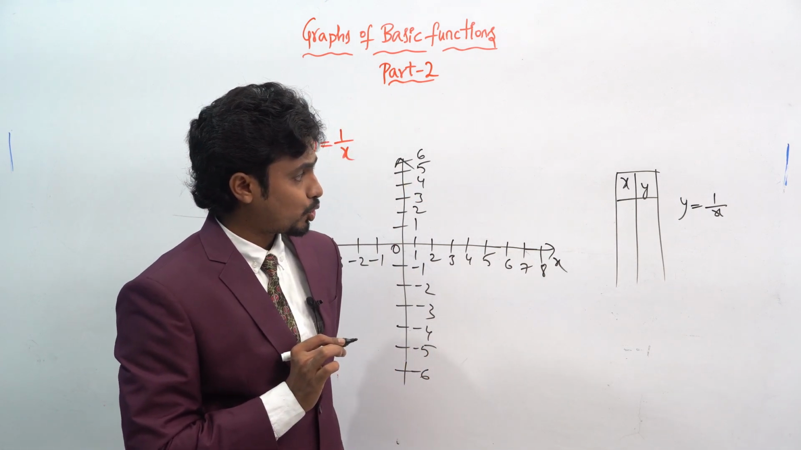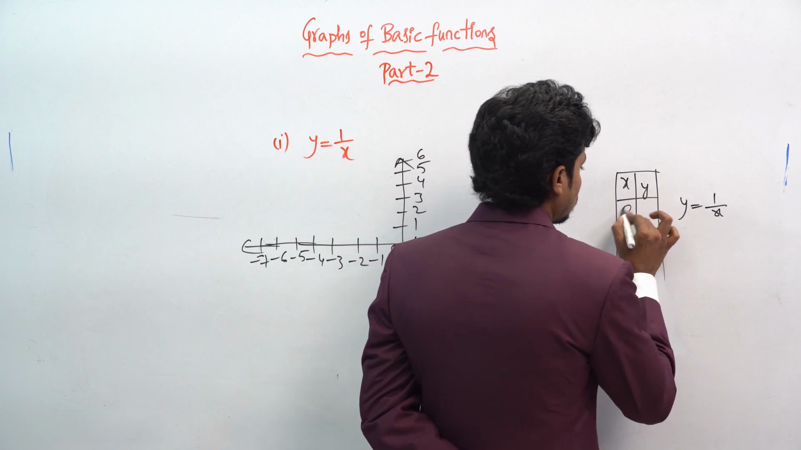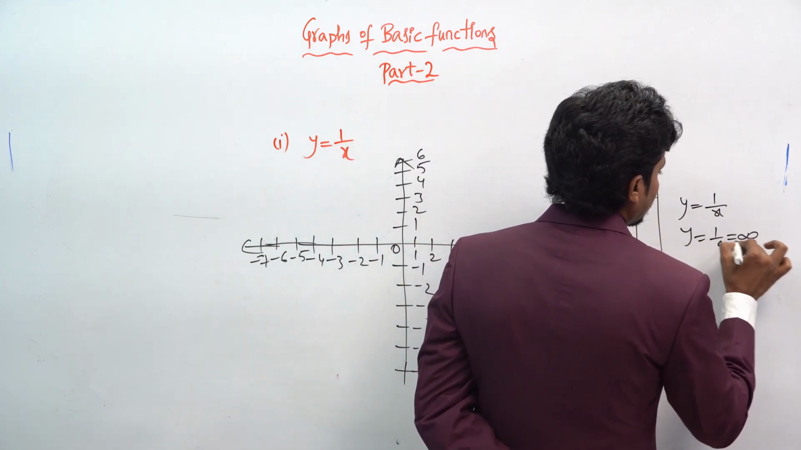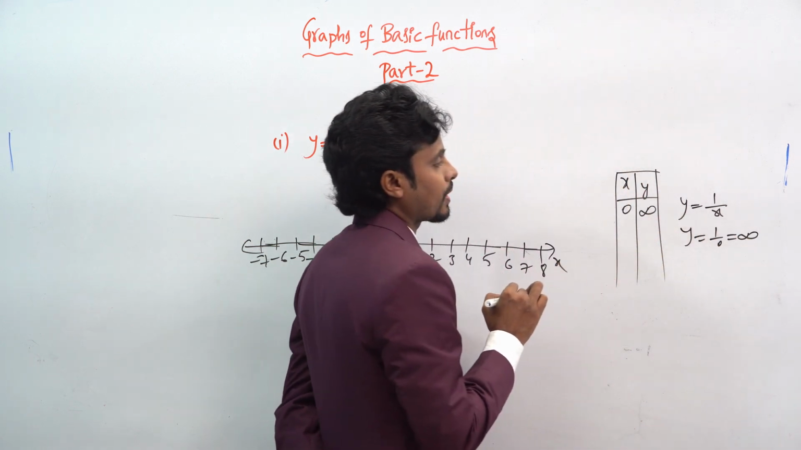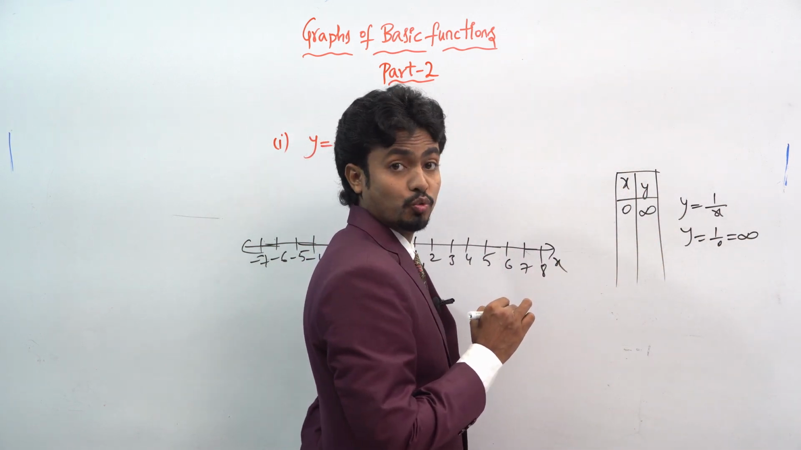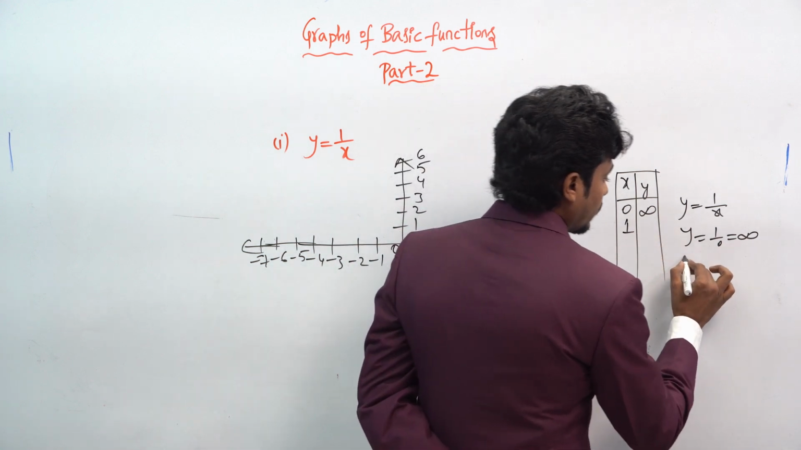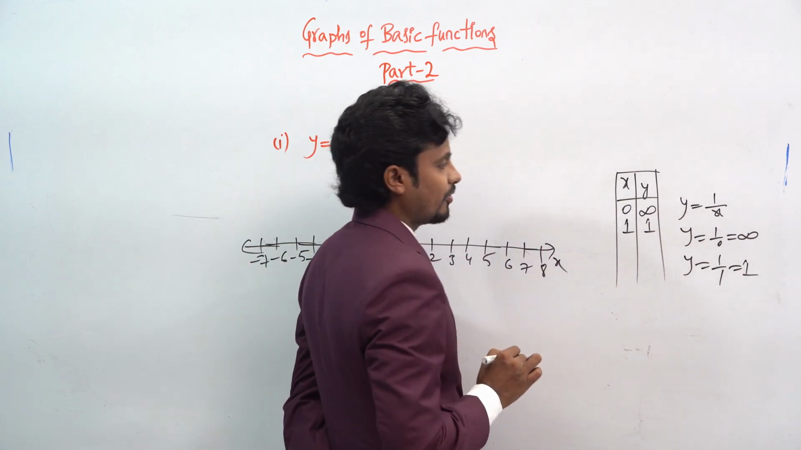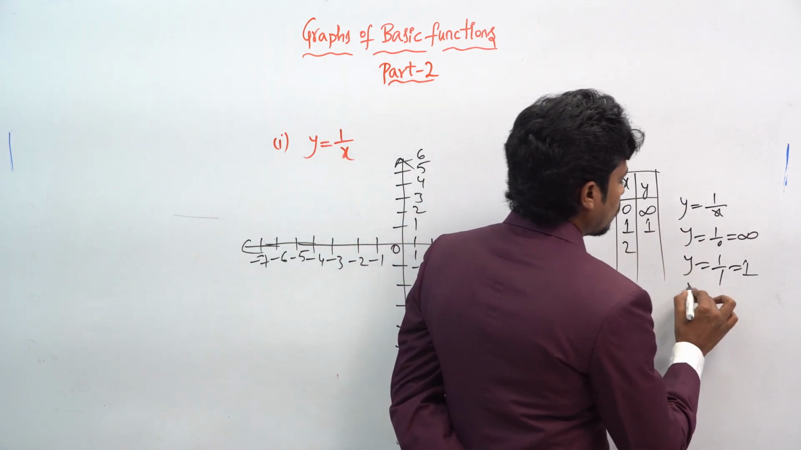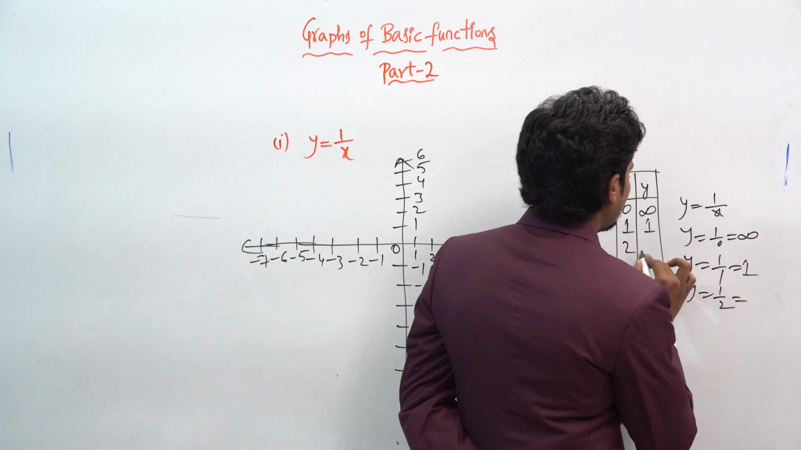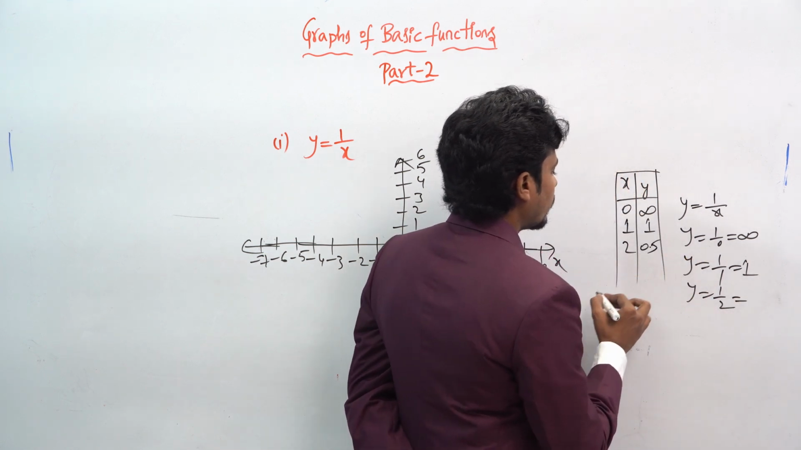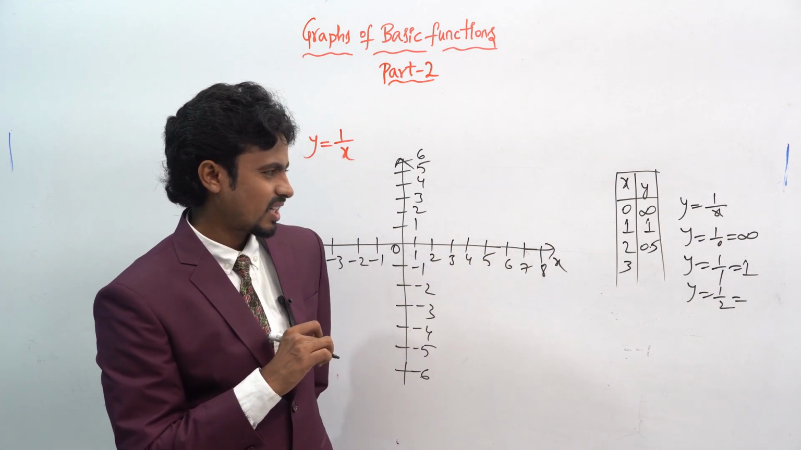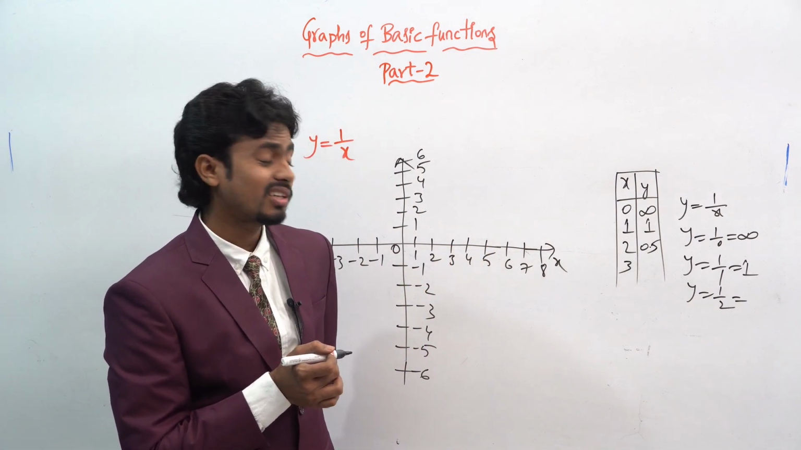If you put x is equal to 0, what will happen? Y is equal to 1 divided by 0, you will get infinity, right? If you put x is equal to 1, y is equal to 1 divided by 1, you will get 1. And similarly, if you put x is equal to 2, y is equal to 1 divided by 2, you will get 0.5. For example, if you put x is equal to 3, y is equal to 1 divided by 3, you will get approximately 0.33 or 0.34 like that, right?